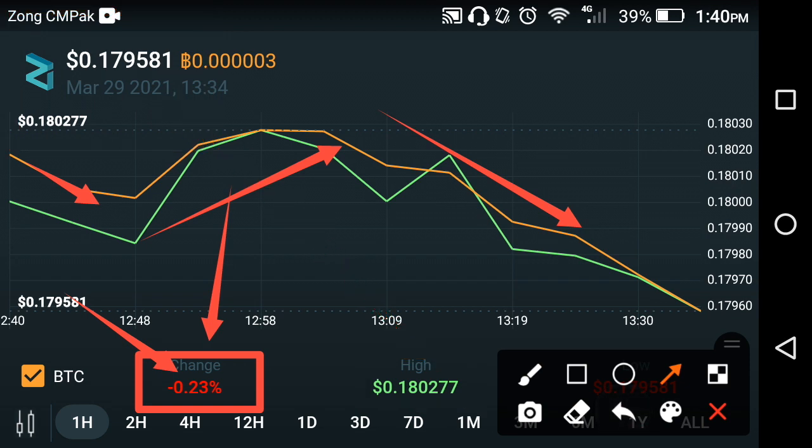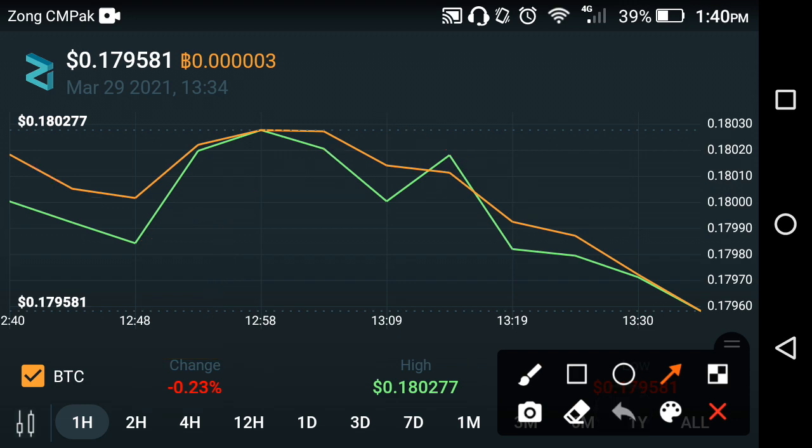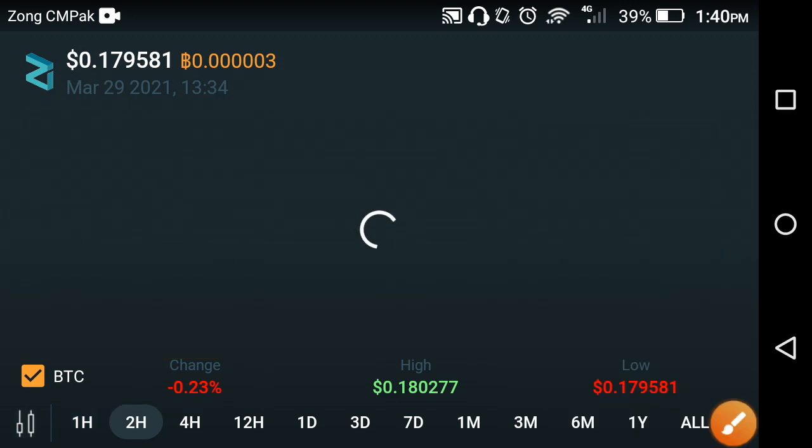Now let's see what price changes occurred in Zilliqa in the previous 2 hours. Let's see the 2 hour result of Zilliqa. As you can see here, it's loading.